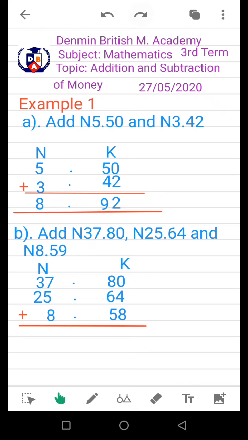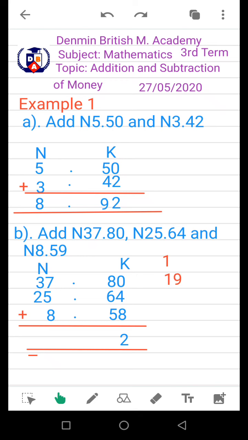So let's rule our line. We have our line there. Have you ruled yours? Oh, I made a mistake there. I think it's better now. Good. 4 plus 8, that is 12. So we put down 2, we carry 1. You see my 1, I carried over here.